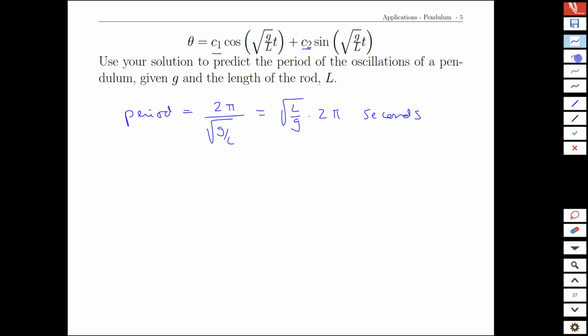And notice how important the use of radians is here. We actually get 2 pi, 6.28 whatever, seconds as one of the building blocks for our formula, times the square root of L over g. This actually tells you what happens to a pendulum as you increase the length. If you double the length, you're going to get root 2 times the period.